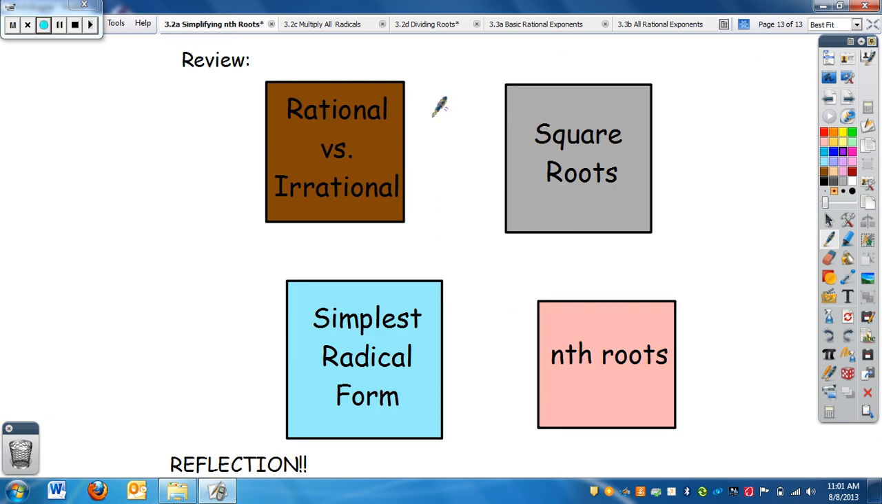Alright, so review. Make sure you know the difference between rational and irrational. We'll be talking more and more about that. Your square roots, your simplest radical form, which we'll work on more, and then your nth roots. And really remember that analogy. We'll be using this a lot.